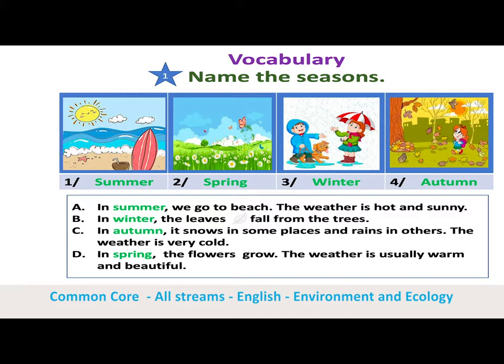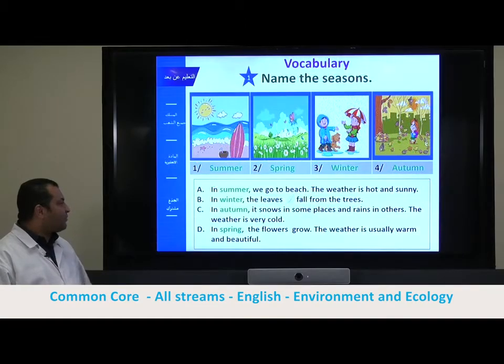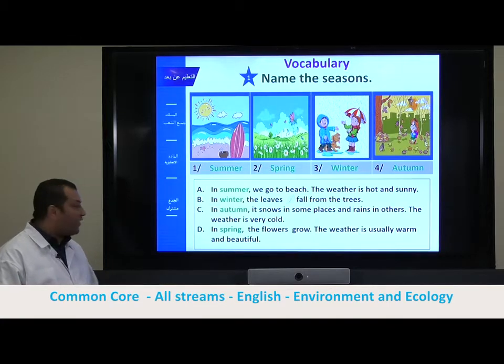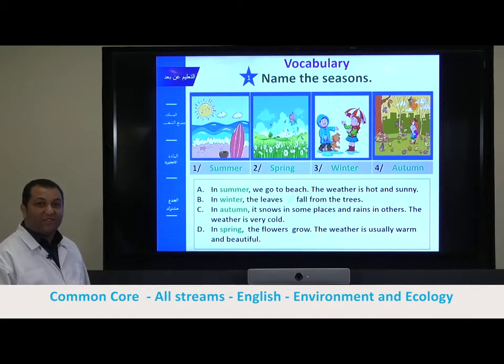C, autumn. In autumn, it snows in some places and rains in others. The weather is very cold. Then in D, spring. In spring, the flowers grow. The weather is usually warm and beautiful.